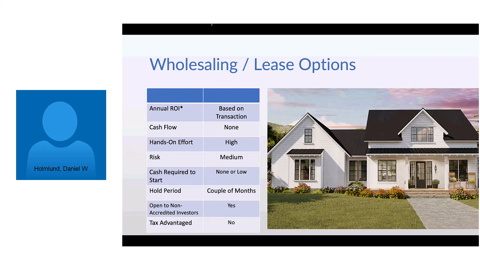No, it's not a long-term investment strategy. So you are taxed at regular and ordinary income rates, capital gains and income, and anyone can do this. It doesn't have to be accredited investors.